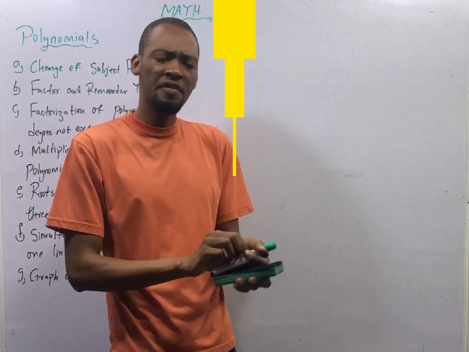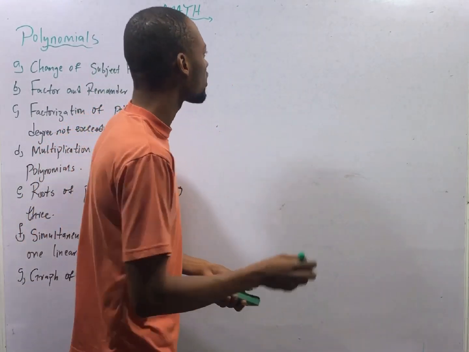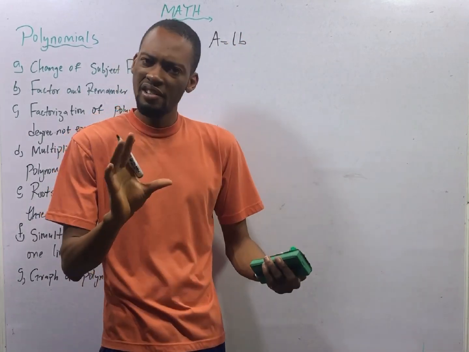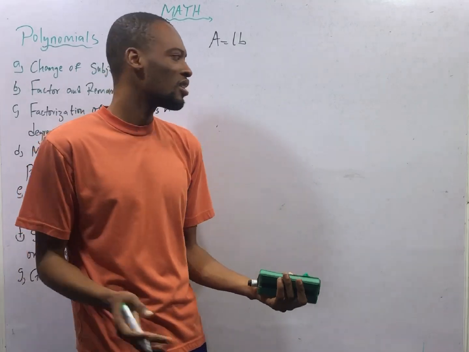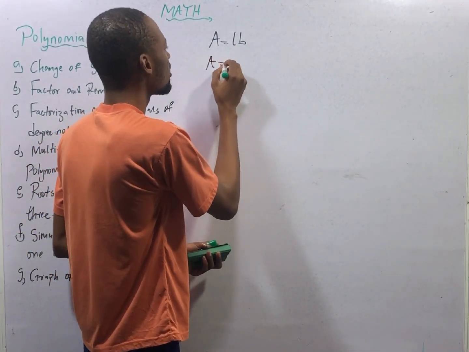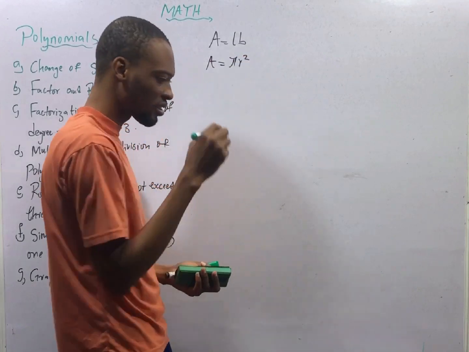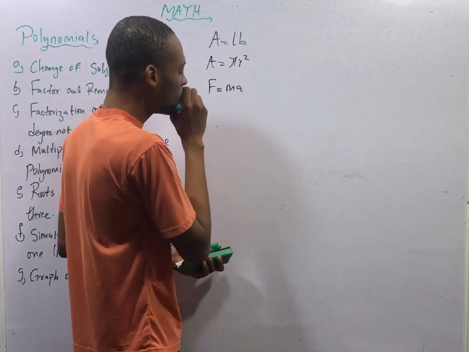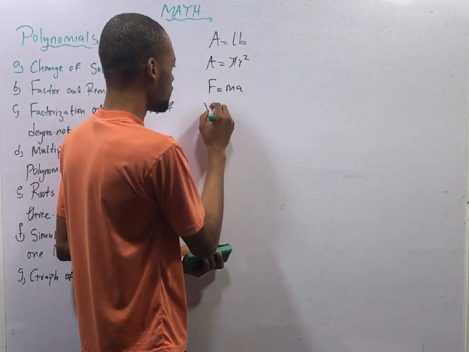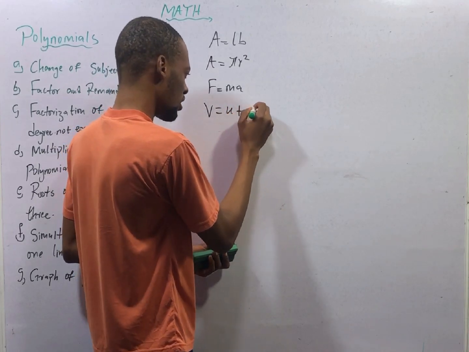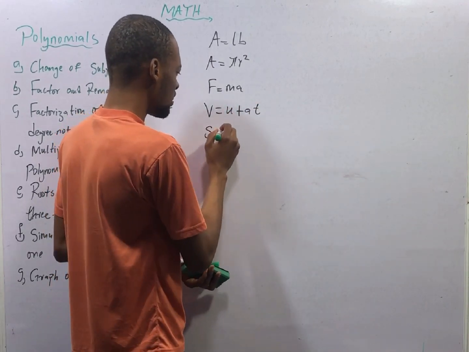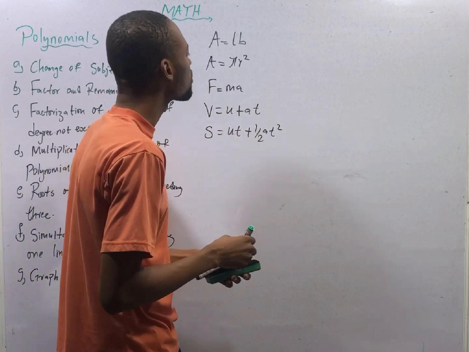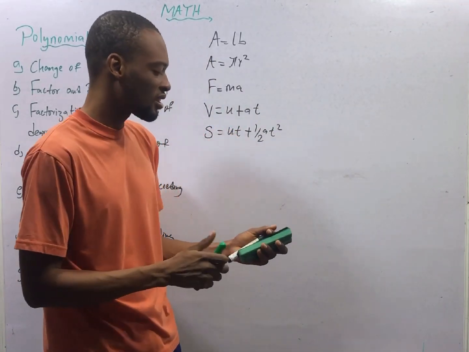In everyday life, we come across things like A equals LB, which means area is length times breadth. We can also see something like A equals pi r squared. We also see equations like F equals ma. Then we see something like v equals u plus at. Then you see something like s equals ut plus half at squared. You have so many of these formulas.